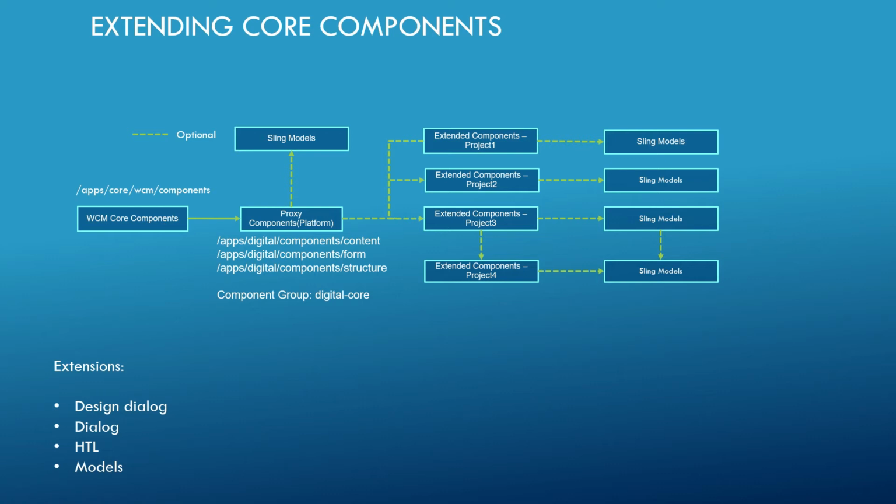Proxy means just create a component that will refer to the corresponding core component, and you add that specific component to a required group, so that authors can use it for authoring. So that's a very simple step, you don't want to do any other extension. So just create a proxy, just referring to that resource type. I will show that now. Now let the authors use the component.